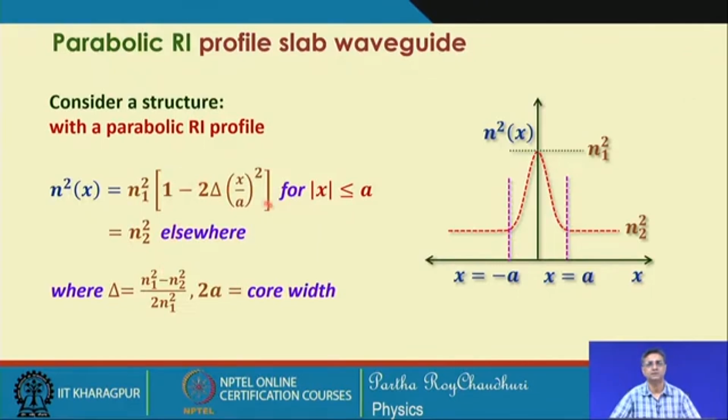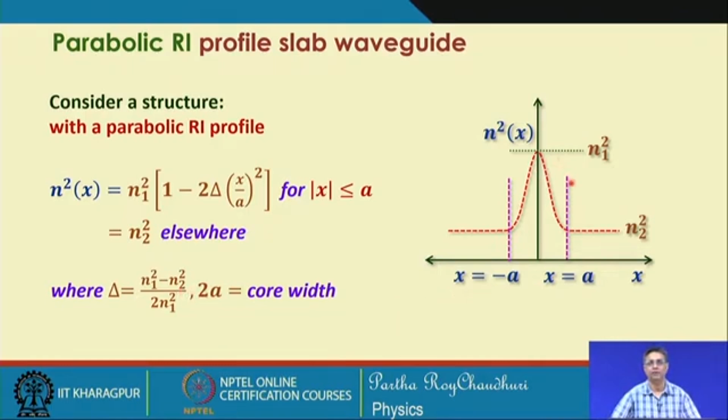Consider a structure which is given by this. For a parabolic refractive index profile, we have seen we have to replace this q by 2, and it gives you n square x equal to n 1 square (1 minus 2 delta (x by a) square) for the core region, that is for the region defined by x between plus minus a, and otherwise it is n 2 square. And again we continue with the same definition of delta and this core width like this.